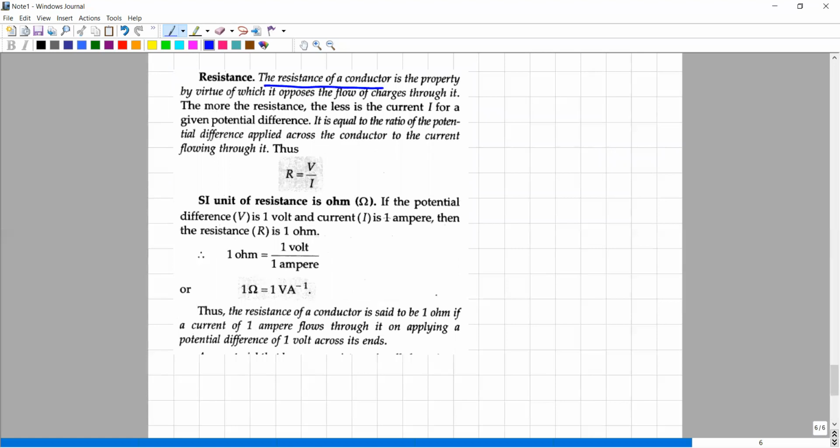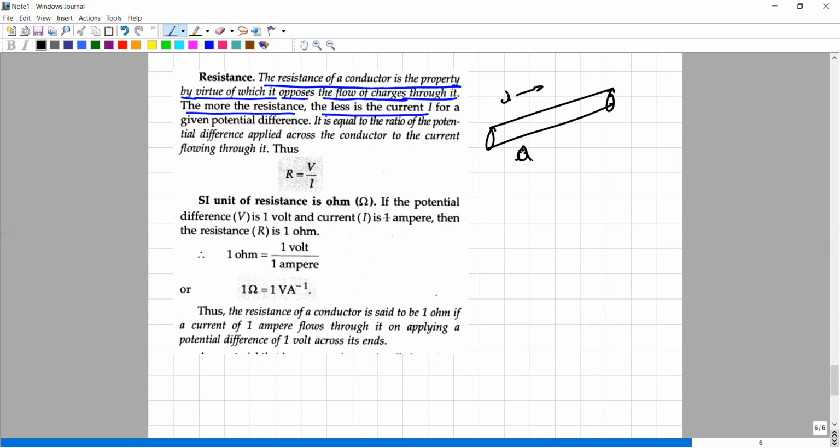So resistance of a conductor is a property by virtue of which it opposes the flow of charges through it. The more resistance, the less the current I. That means if you have a conductor, the resistance tries to stop the current from flowing. It doesn't stop it actually, but it kind of resists it.